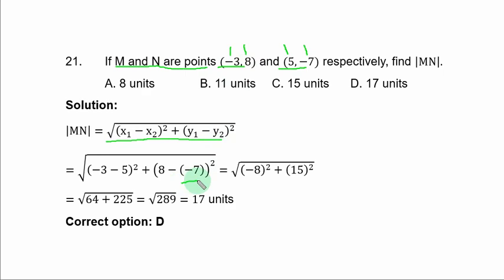If you simplify, you have this. If you check the respective squares, (-8) squared is plus 64, 15 squared is 225. If you add, you have the square root of 289, and that is 17 units. D is the correct option.